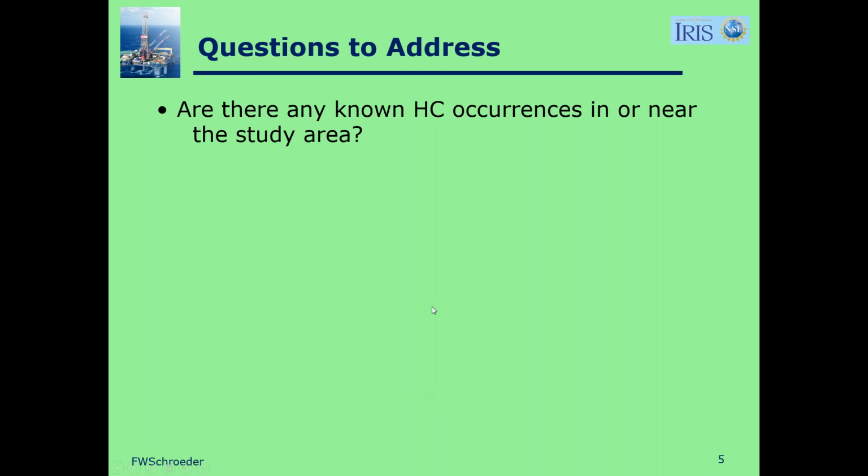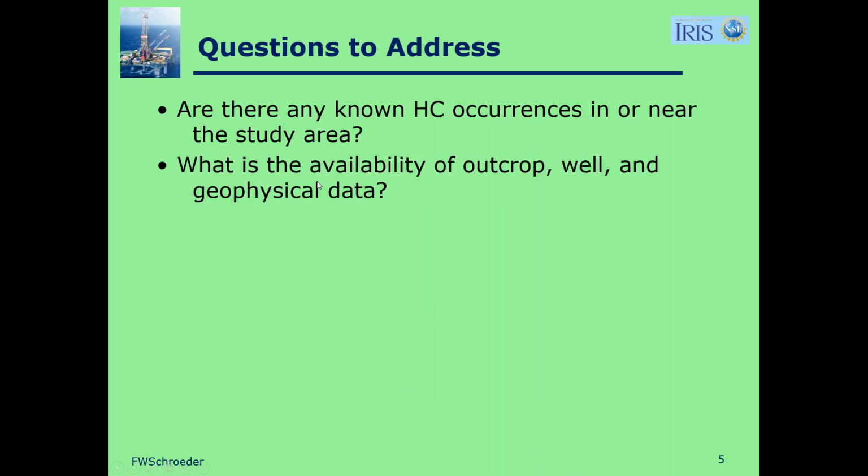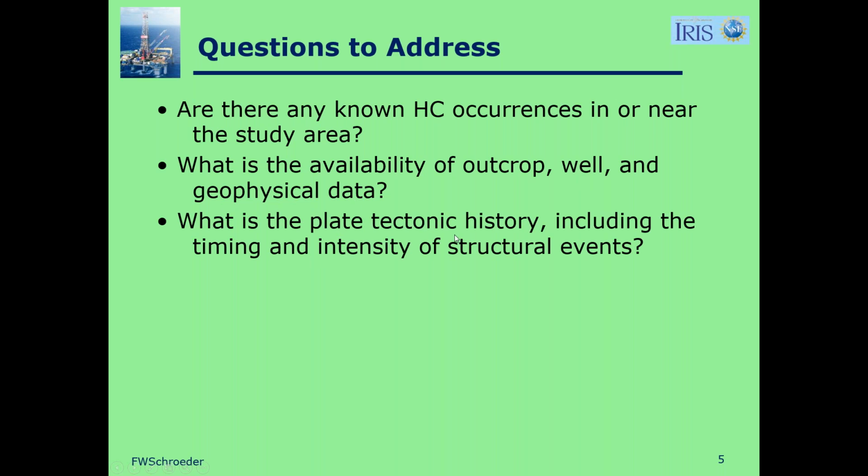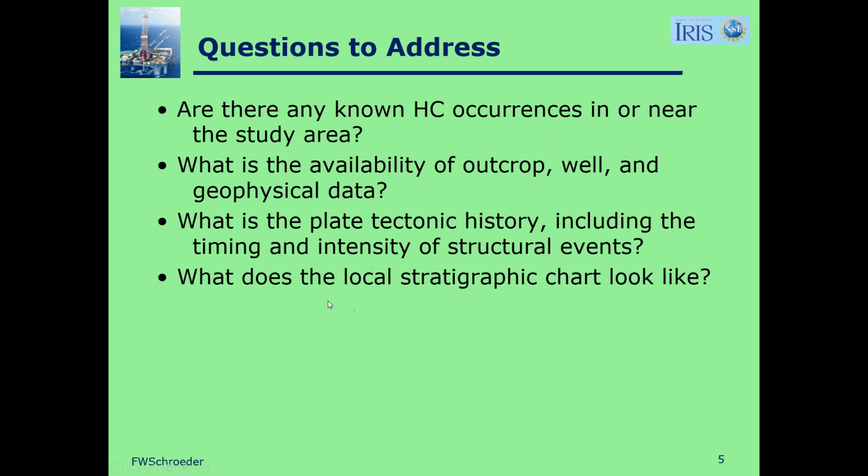Some of the questions that we would ask and try to answer: are there any known hydrocarbon occurrences near the study area that we're looking at? What's the availability of outcrop data and well data and the geophysical data that we would have for the area that we're trying to analyze? What's the plate tectonic history for this particular area, this basin or sub-basin? And that would include the timing of some of the major tectonic events and maybe how intense or minor some of those events might have been.